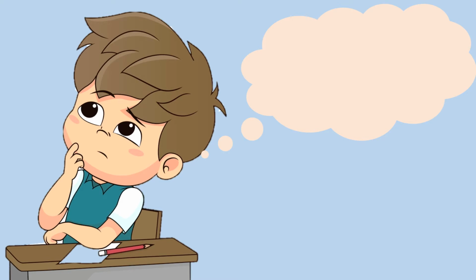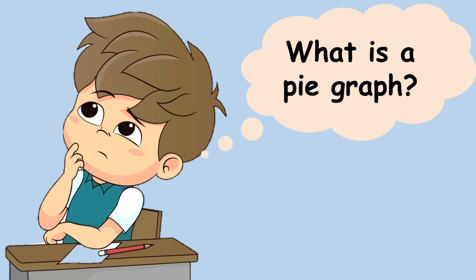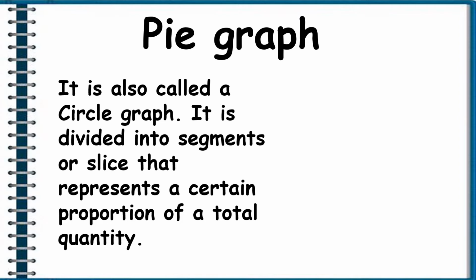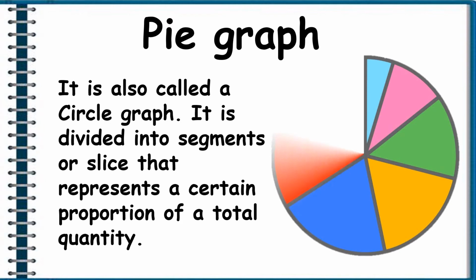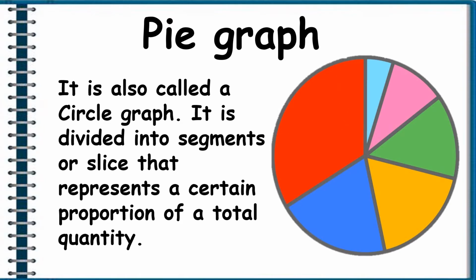Before we go further with our lesson, let us try to answer the question in your mind. What is a pie graph? A pie graph is also called a circle graph. Just like the pie you've shared a while ago, a pie graph is divided into segments or slices. Each slice represents a certain proportion of a total quantity.